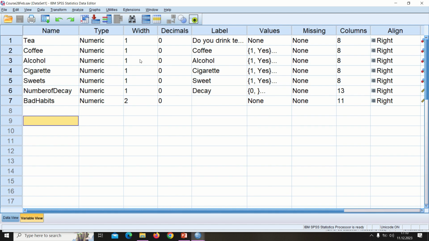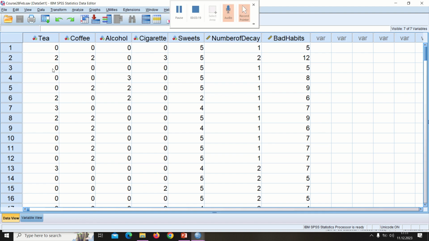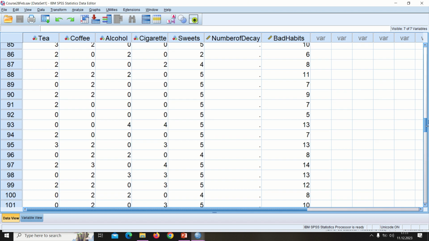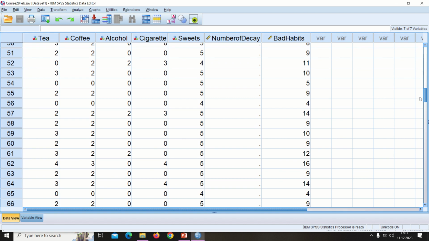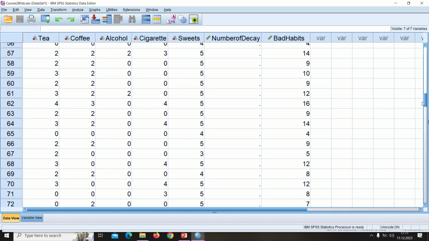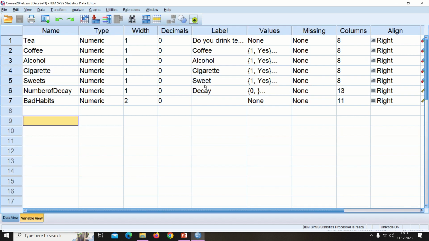In variable view, what does this width mean? This width means the number of digits of these numbers. If the width is 1, this means that there is only one digit. If the width is 2, this means there are 2 digits. It's possible to have 2 digits. Now here, only bad habits have 2 digits.